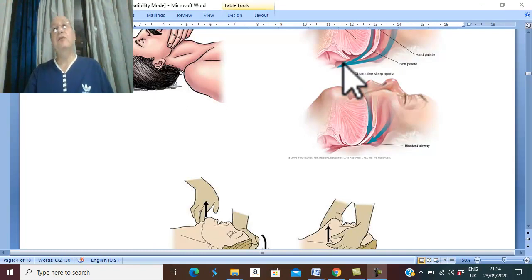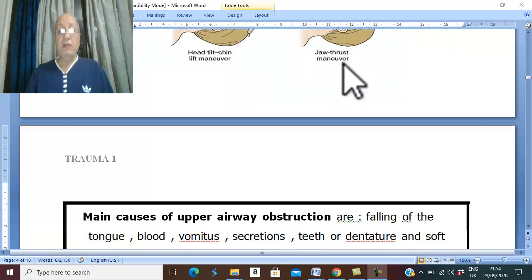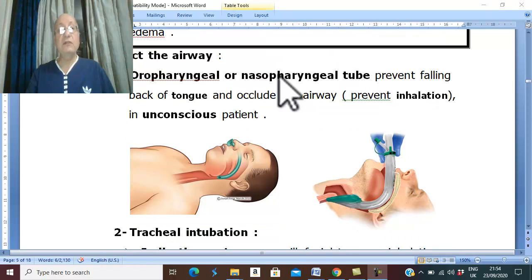After we keep a patent airway and clear the airway, protect the airway. How to protect the airway? First of all, at the site of the accident, we can put a nasopharyngeal or oropharyngeal airway. This is simply a tube introduced from the nose to the pharynx. Therefore, it's called nasopharyngeal tube.